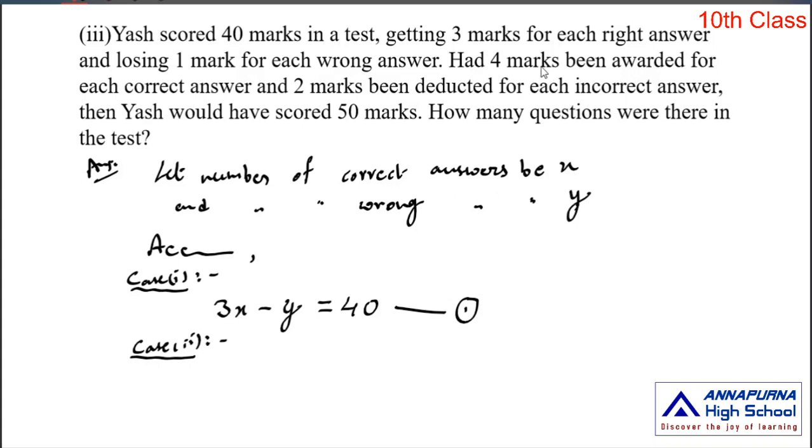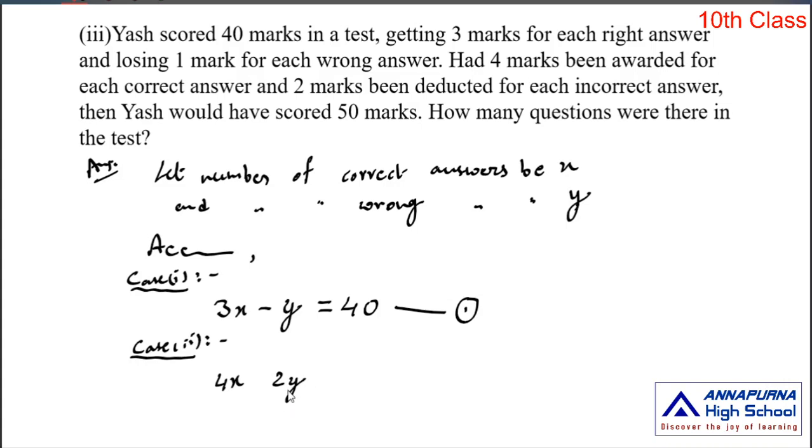So for every correct answer, if you assign 4 marks, the total score for correct answers is 4x. And if you deduct 2 marks for every wrong answer, here how many wrong answers are there? There are y wrong answers. For these y wrong answers, how many marks do we deduct? Yes, 2y marks.